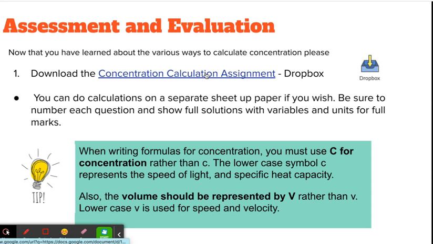And then you have a final concentration calculation assignment that you must do, and that will be submitted to the Dropbox. Again, you will want to have done the practice prior to this assignment so that you can reach out and ask for clarification if you need.